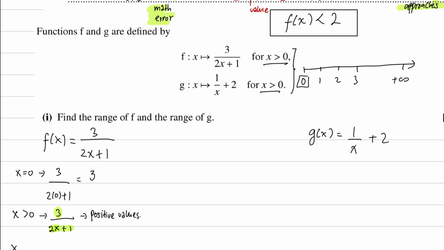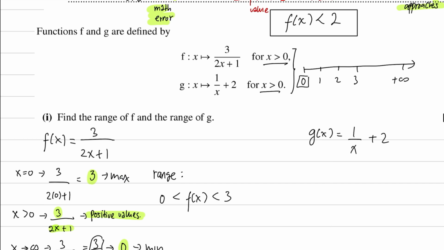And what if we keep increasing the value of x? So 3/(2 times a big number + 1). All of this is the same thing as a bigger number. So 3 over infinity or a big number will approach 0, the same thing as before. A number divided by a very big number will approach 0. So now this is the range. We have 3 and 0 as our boundary, and in between we have positive values between 0 and 3. So our range of f(x) will be f(x) between 0 and 3. This is our minimum, this is our maximum.